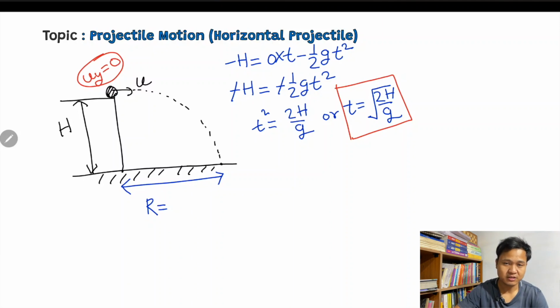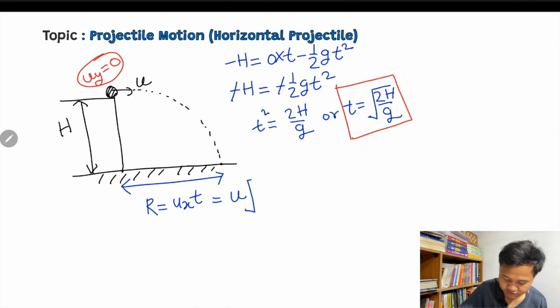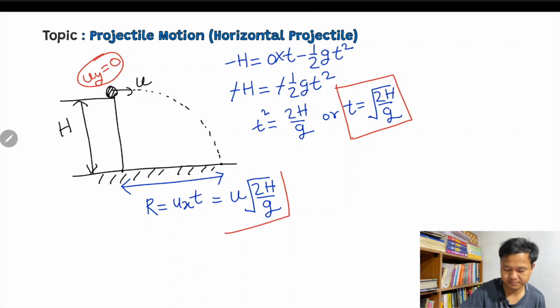Horizontal, so acceleration is zero. So that means here this is ux into t. So what is ux? It is simply u. So what is time? Root over 2h by g. So this is your range.